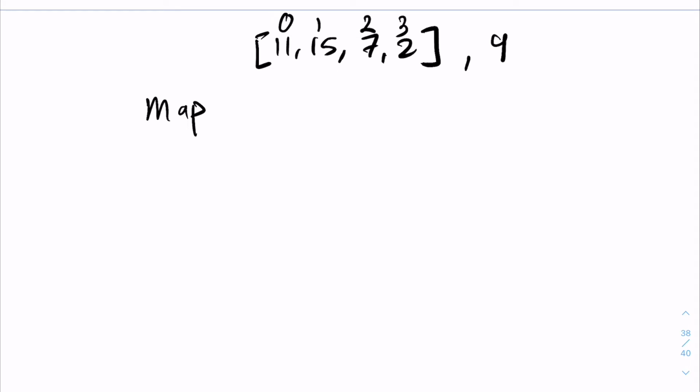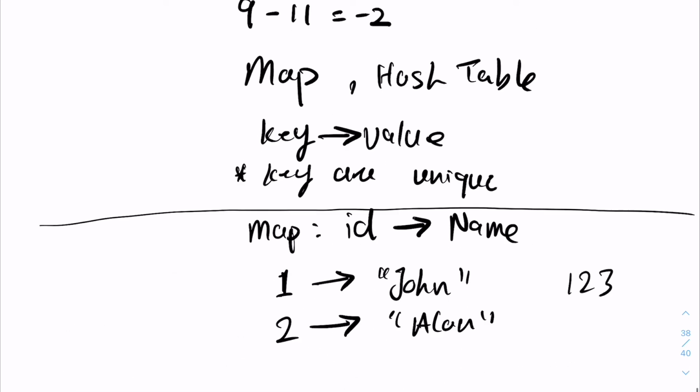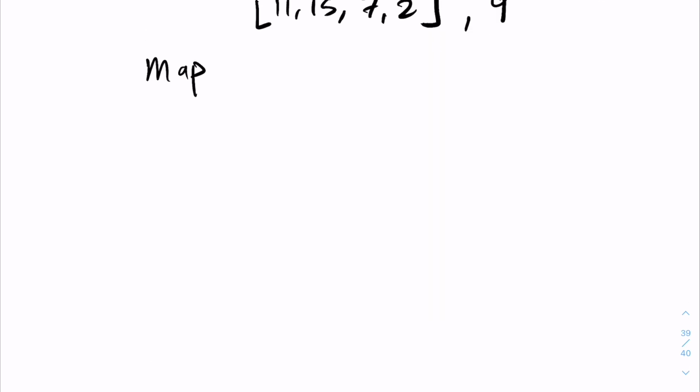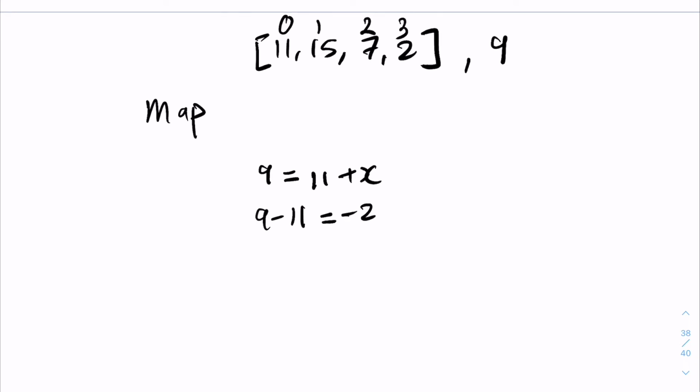So if we define a map which starts off empty, we could actually find a solution just by doing one loop. So remember the algebra concept I introduced earlier. If we came across the value 11, we know we want the value 9. So what do we need? We need minus 2. 9 minus 11 is minus 2. We look in the map and we don't have a minus 2 in the map, so we don't have a solution. And after that, we put 11 into the map, pointing to its index of 0.